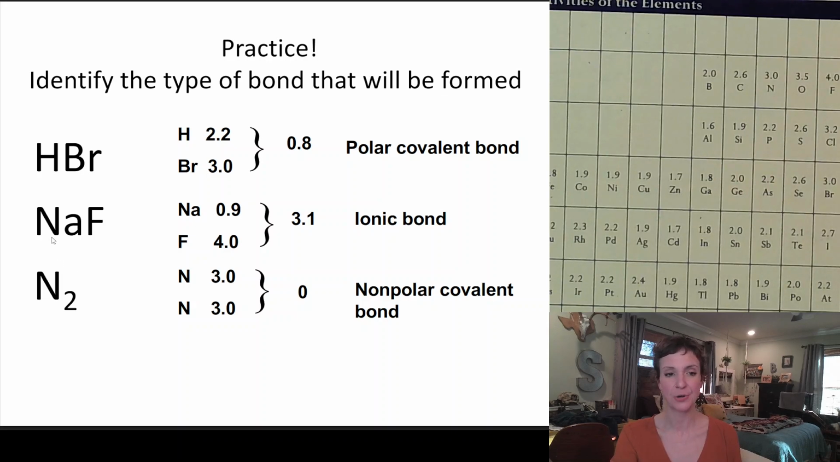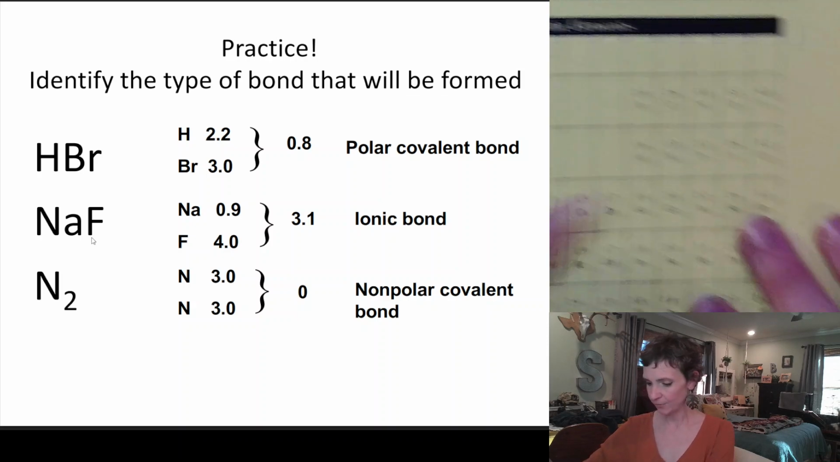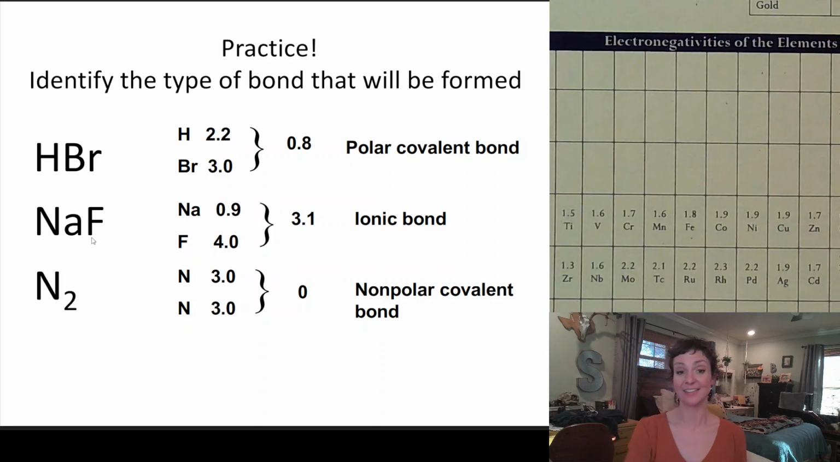Next one over, I got sodium fluoride. Y'all are like, already it's an ionic bond. We know, we don't need no numbers. Well, let's use the numbers to prove it to us, okay? We know sodium is a metal and fluorine is a nonmetal, and that's our ionic bond. But if I look at the electronegativity differences, sodium with its 0.9 and fluorine with its 4, the difference is 3.1, which puts us well into the ionic bond side.